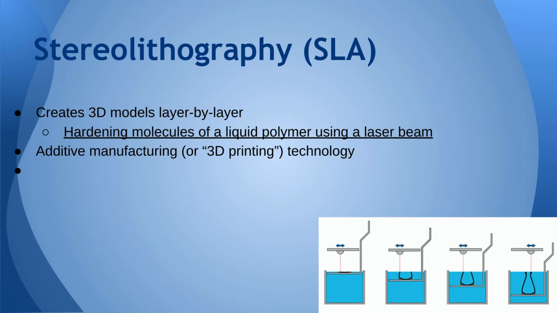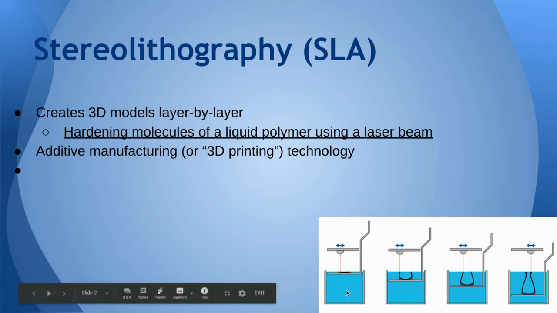There are different types of rapid prototypers that you need to be familiar with. We're going to start with what's called stereolithography. I'll read through it first and then I'll walk you through the picture. It creates 3D models layer by layer, hardening molecules of a liquid polymer using a laser beam. It's an additive manufacturing, or 3D printing, technology. If we look at the images down here, in this first one, there's a platform, and there's just a little bit of the liquid polymer over the platform.